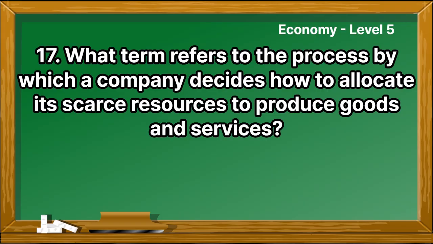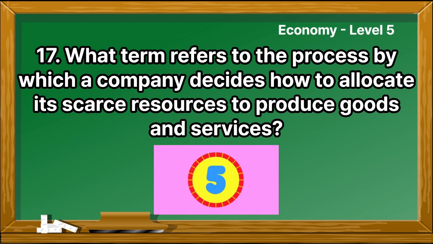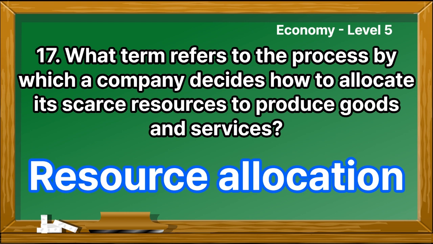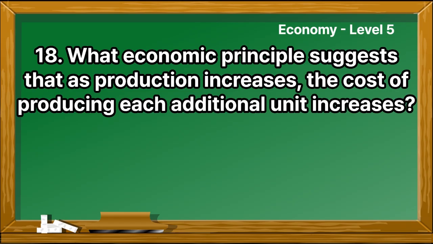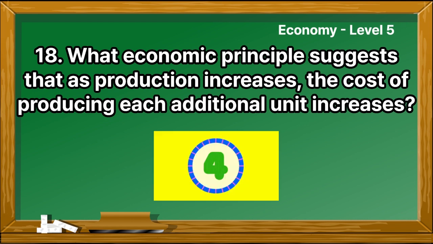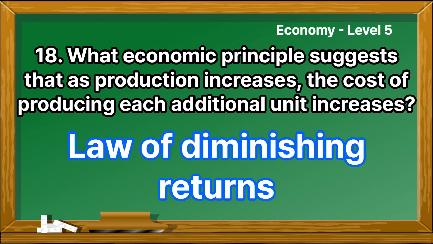What term refers to the process by which a company decides how to allocate its scarce resources to produce goods and services? Resource allocation. What economic principle suggests that as production increases, the cost of producing each additional unit increases? Law of diminishing returns.